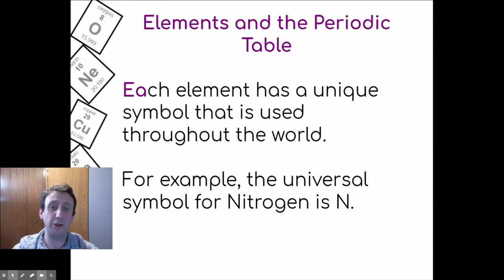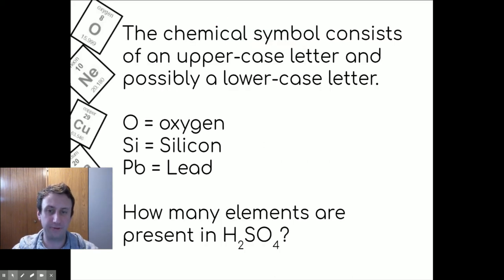Okay, when we take a look at elements on the periodic table, each element has a unique symbol that is used throughout the world that actually represents that element. So for example, nitrogen is N. And if we take a look at the different symbols, you will see that each one has an uppercase letter, and then optionally, it may have a lowercase letter as well. So oxygen is O, silicon is Si, lead is Pb.